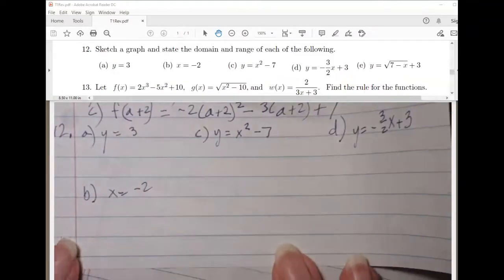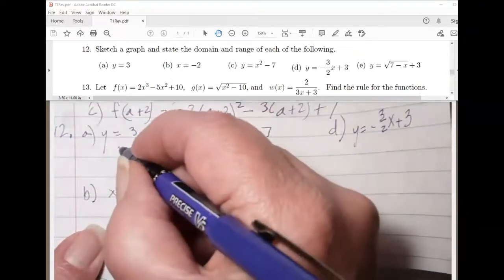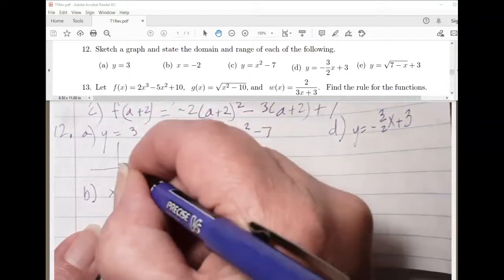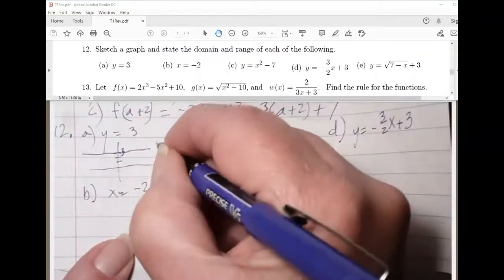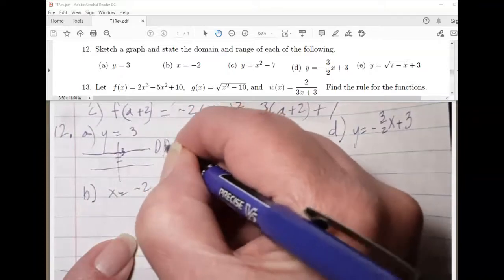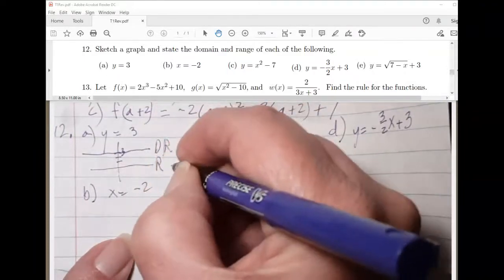For number 12, we need to sketch a graph and state the domain and range of each. Y equals 3 is a horizontal line. So we just draw a horizontal line. The domain is all reals, and the range is y is equal to 3.